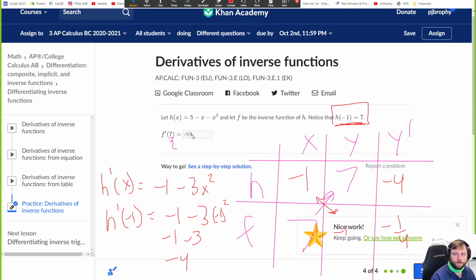So there you go, folks. Kind of how you do those. Such a random derivative. Like, it doesn't build on anything. I wish they wouldn't even do derivatives of inverse functions.